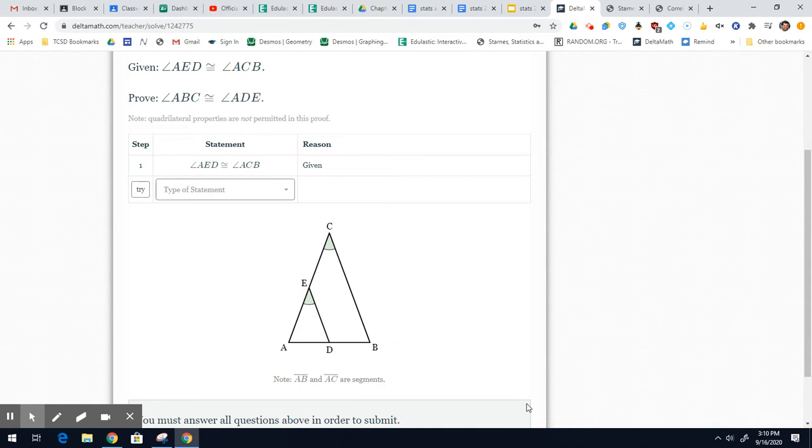So here is our problem. We are given that angles AED and ACB are congruent, and that's here in the given. And if I hover over it, it shows me that picture. Okay. And the question is, can we prove that angles ABC and ADE are congruent? Can we prove that this angle here is congruent to this angle here?